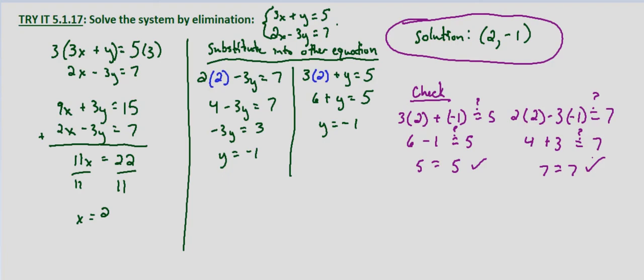So that verifies our solution to the system of equations 3x plus y equals 5 and 2x minus 3y equals 7 is the point 2, negative 1. Note that we can also check by graphing both of our equations as well.